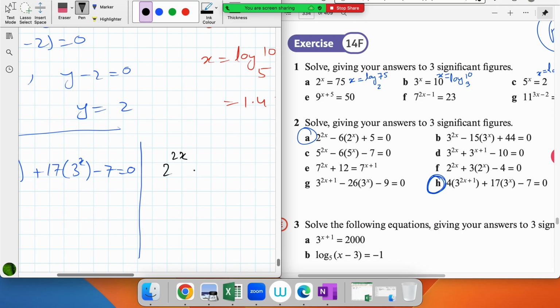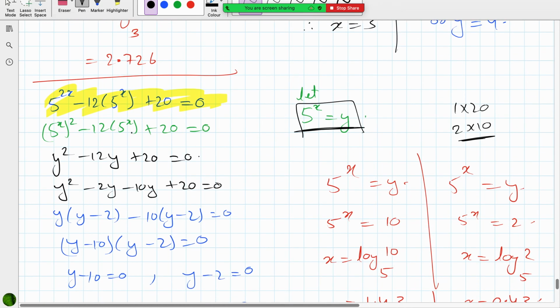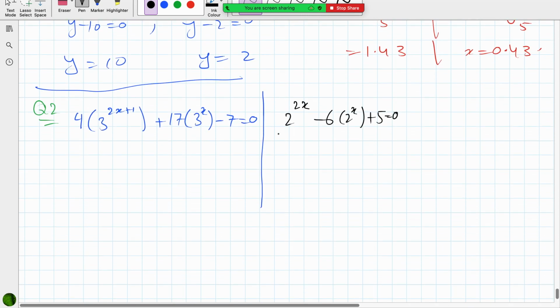2 raised to power 2x minus 6 into 2 raised to power x plus 5 is equals to 0. The only thing I want you to see is what to substitute. Like in this question we did 5 raised to power x equal to y. So in this question, 2a, I can see that we can use y is equals to 2 raised to power x, right?